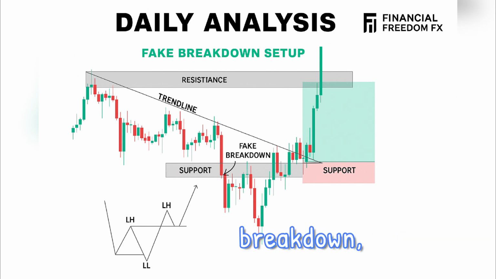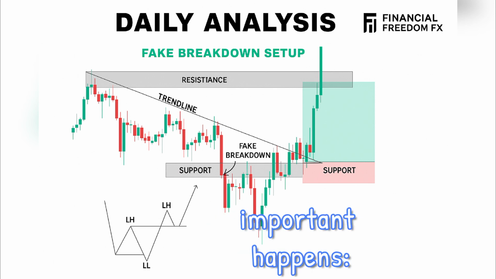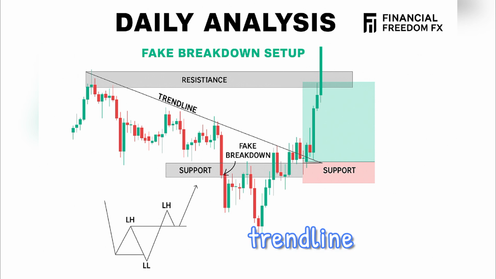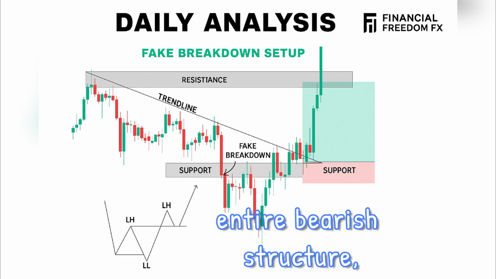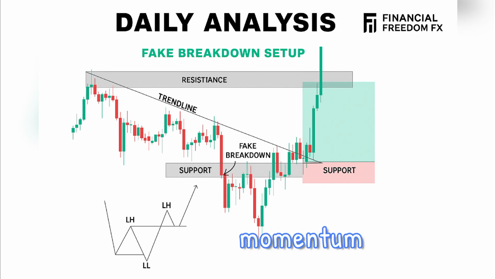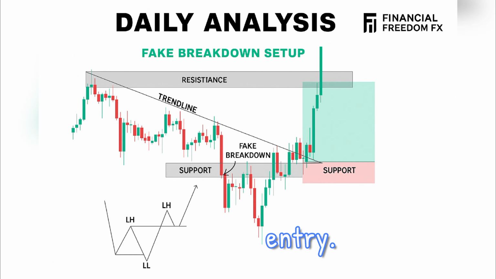Right after the fake breakdown, price quickly reclaims the support zone and starts climbing. This reclaim is the first sign that the breakdown was false. Then, something even more important happens. Price breaks above the trendline resistance. This break invalidates the entire bearish structure, shifting market momentum from bearish to bullish. This dual signal, reclaiming support and breaking trendline, gives a strong confluence for a long entry.